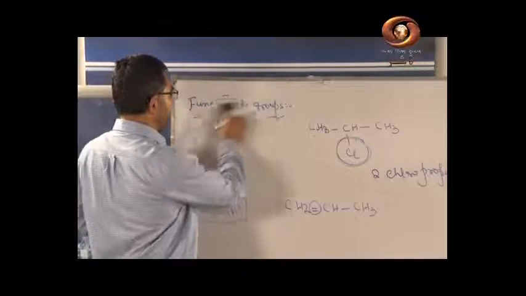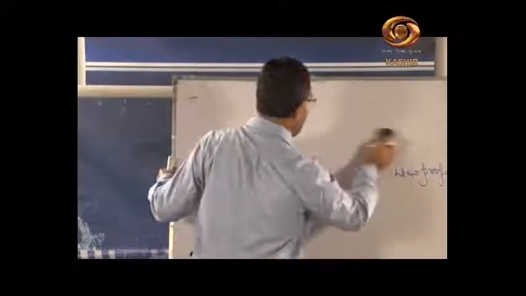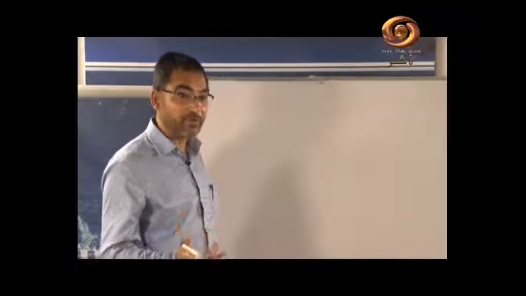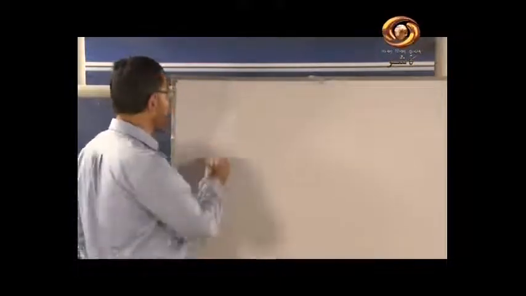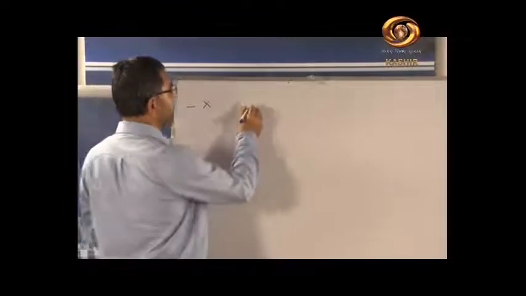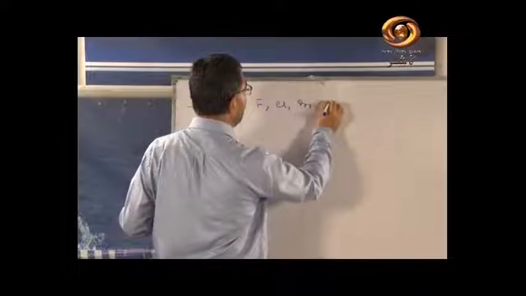See, if we go one by one, we have the functional group. You should remember that the group which determines the functionality, the chemical properties of a compound, is a functional group. In this, double bond and triple bond are also included in the functional group. So we have the halogens, X. Halogens are the functional group. You have the fluorine, you have the chlorine, you have the bromine, and you have the iodine.